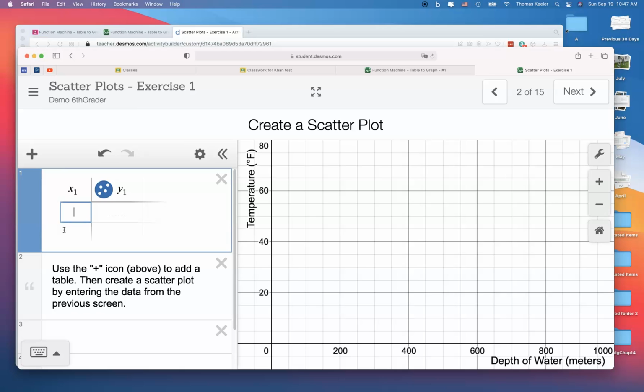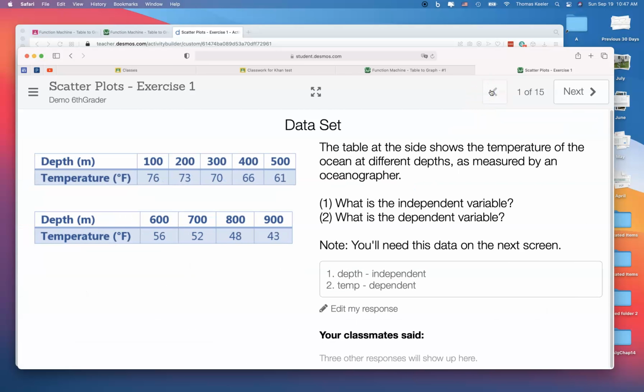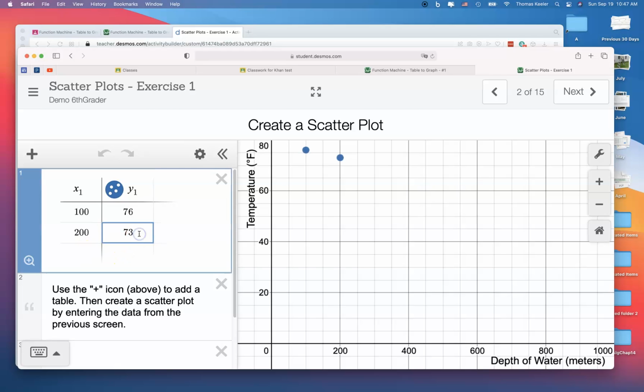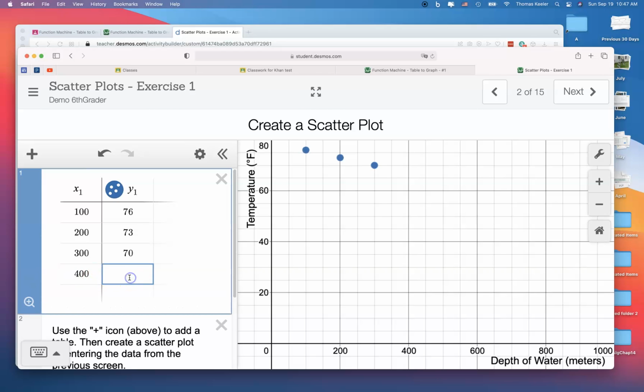Okay, so remember what we had. Our x is going to be water. So what was it? 100. Then I click in here, 76, and I hit enter. And now I want to go over here, and I think it was 273. So we're just building our table. Notice I can go back and say 176, 273. So 370, 466. I say, okay, let's add some more. So 300 was 70, and 400 was 66.